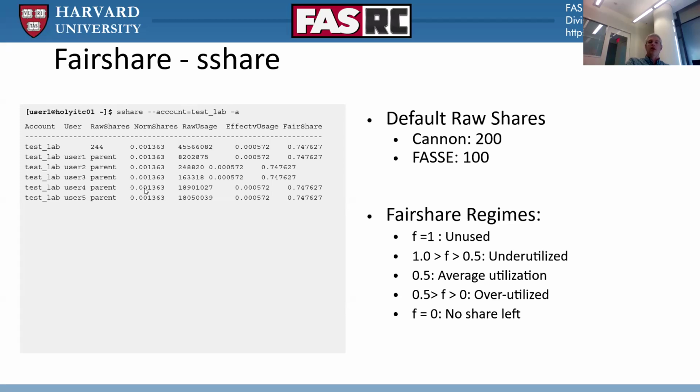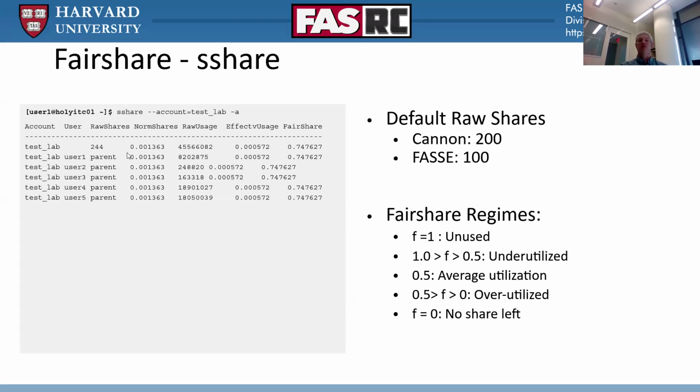If you want to know what fraction of the cluster you've been granted, this norm shares is basically the way you get that. So norm shares is basically the percentage of the cluster you've been granted. In this case, this user has been granted 0.1% of the cluster. And the users have used 0.05% of the cluster. So they're basically halfway through their allocation in this case. That gives you a feel for how much of the cluster you're using.